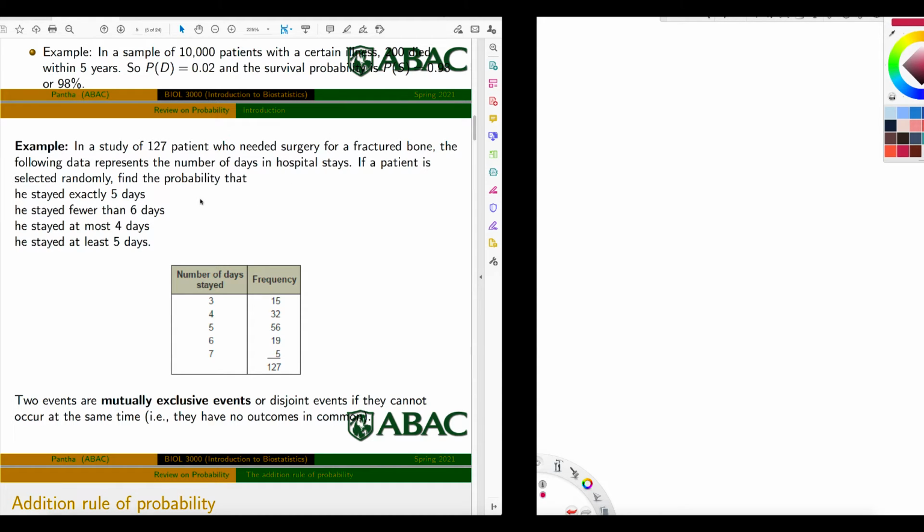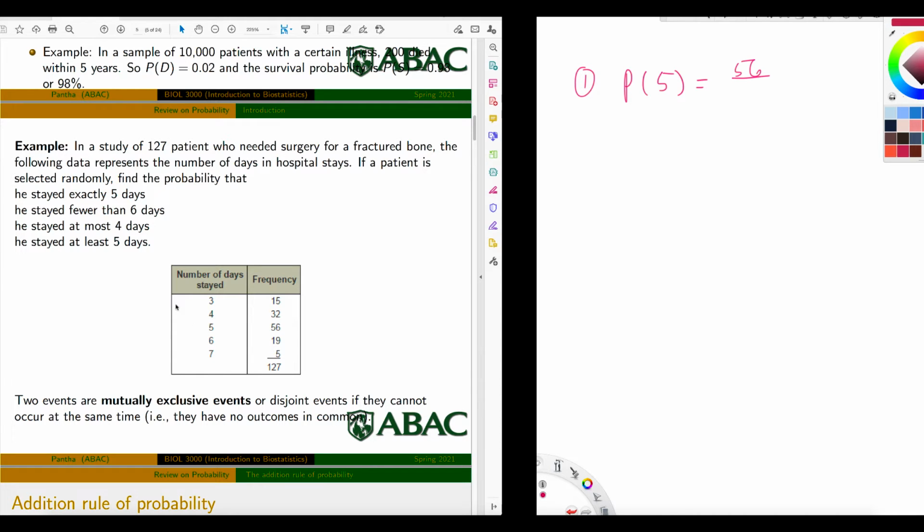If a patient is selected randomly, find the probability that he stayed exactly 5 days. So what do you mean by that? Number I: probability of 5 is equal to how many people stayed 5 days? 56, right? Because 15 people spend 3 days in the hospital, 32 people spend 4 days in the hospital, 56 people spend 5 days in the hospital, 19 people spend 6 days in the hospital, 5 people spend 7 days in the hospital.